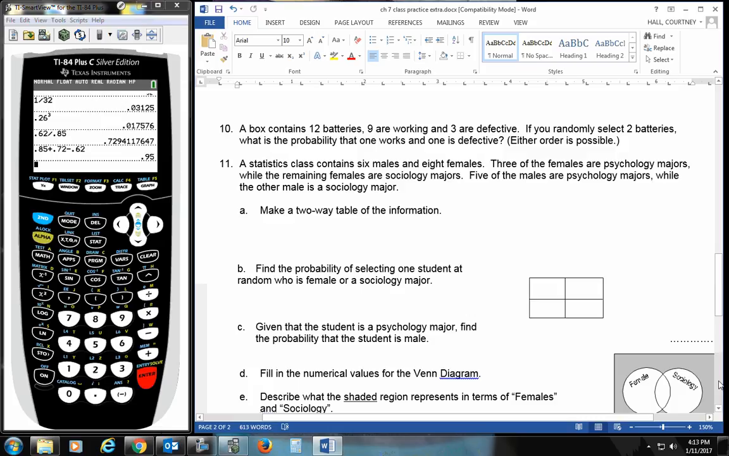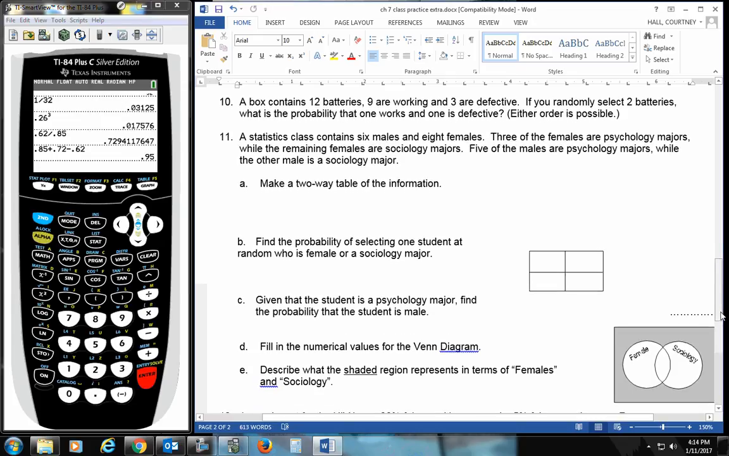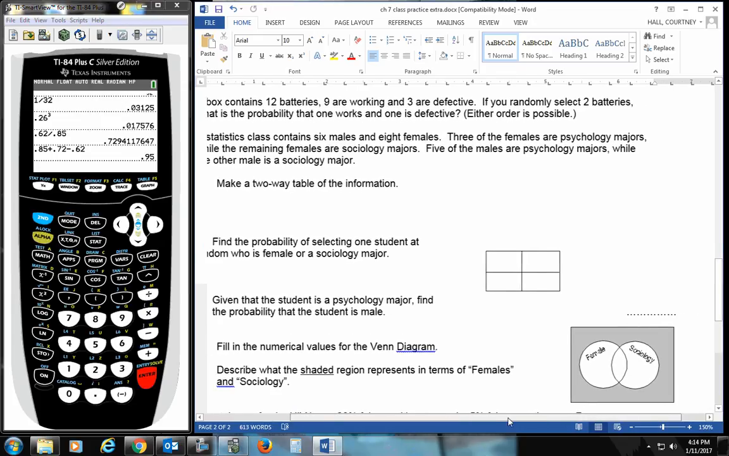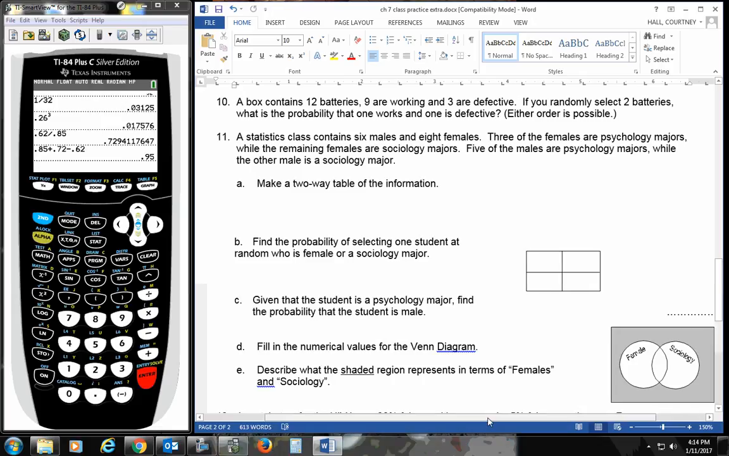Okay, we are now on number 10. A box contains 12 batteries, 9 are working, 3 are defective. If you randomly select 2 batteries, what is the probability that 1 works and 1 is defective? Either order is possible. This one's kind of tricky. Let me actually give myself a little bit more room to write. Nope, that's not going to work because you won't be able to see the question. Let me zoom out a little bit.